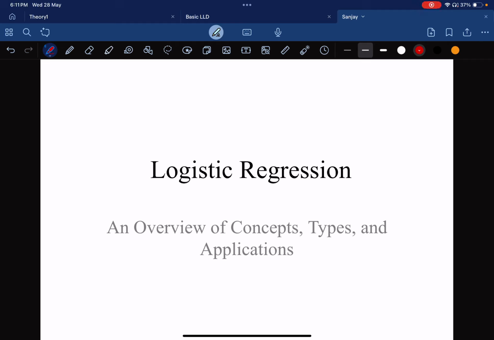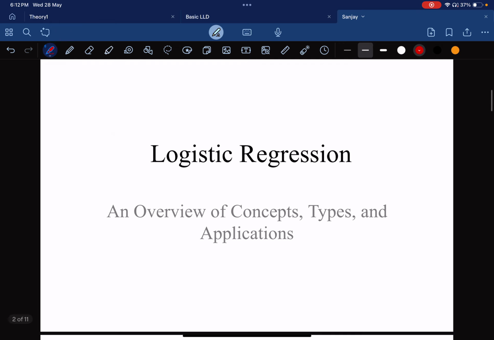Today we are going to see logistic regression. Logistic regression is a supervised machine learning method used for classification tasks. The main goal is to determine the probability of which class a data point belongs to, and the class which has the higher probability is the class the data belongs to. It is a statistical model and it uses the linear regression equation.